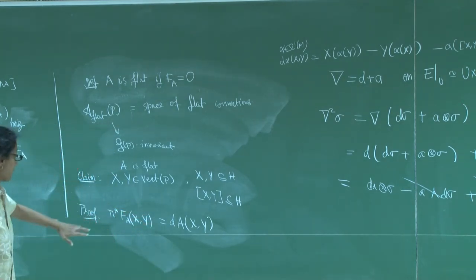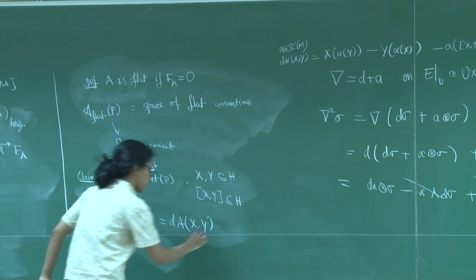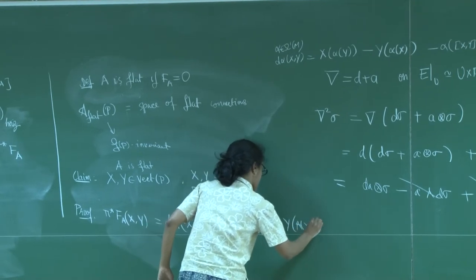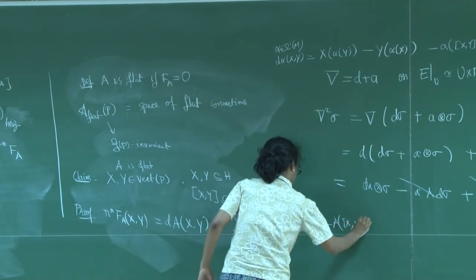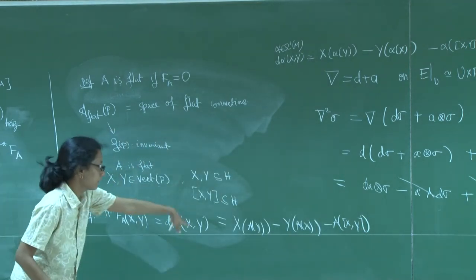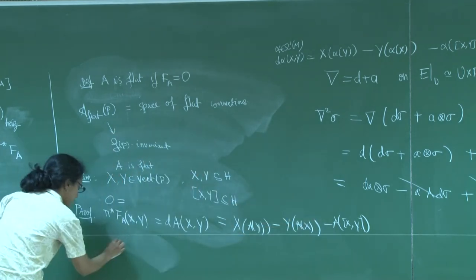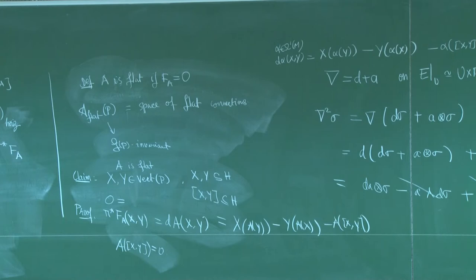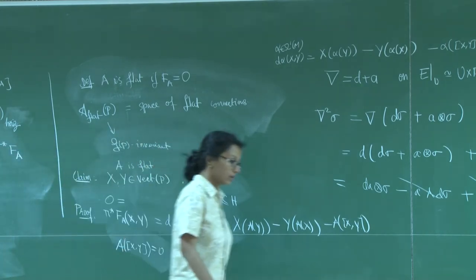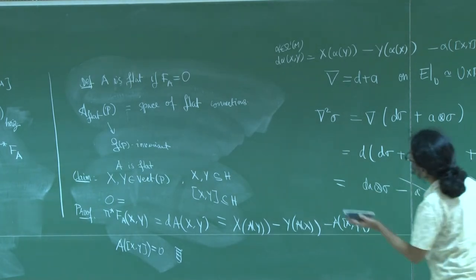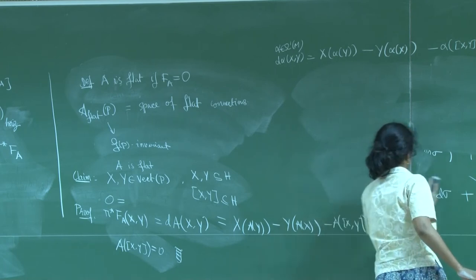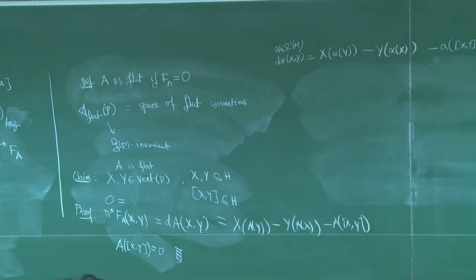So let's apply that formula here, because we know that X and Y are horizontal, so A is going to vanish on those. So when you apply X(A(Y)) minus Y(A(X)) minus A([X,Y]), all of this is 0, and this is 0, this is 0, which means that the final term is 0. Which proves the result. So this really means that the horizontal field is integrable. Yes, exactly. So that's the next observation, exactly the condition in Frobenius theorem.